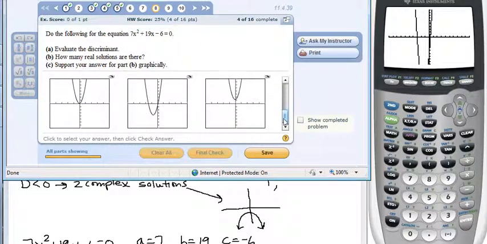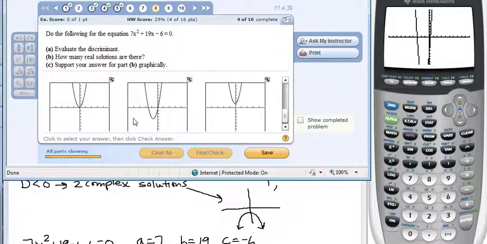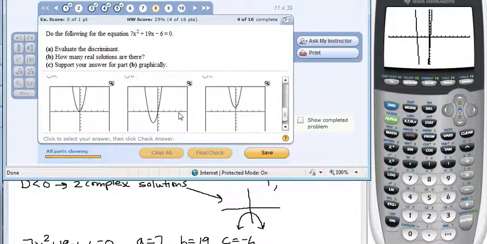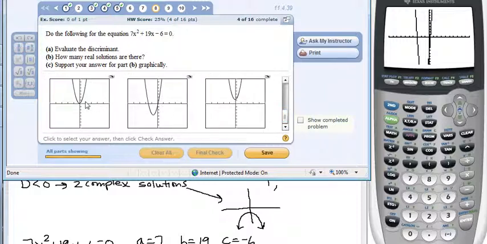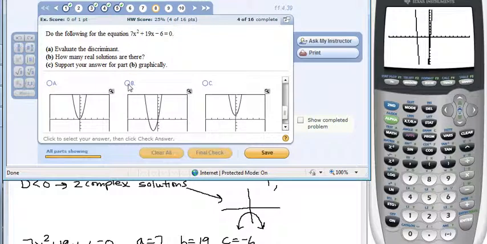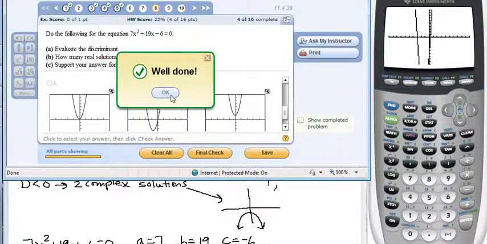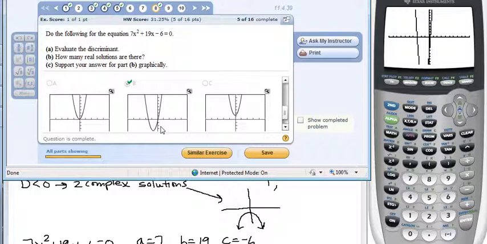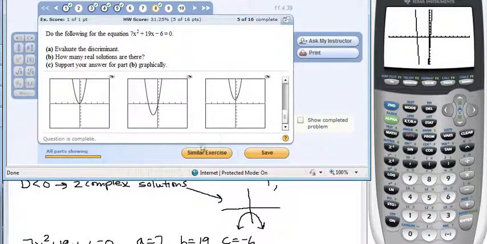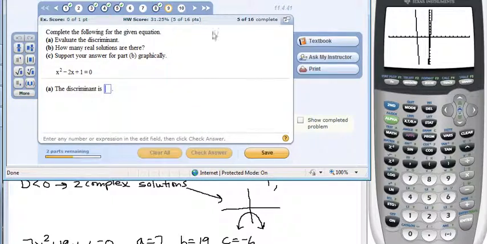Now what we want to do is look at the graph. This one is touching once. This one is not touching, and this one's touching twice. So it's got to be this one, correct? Kind of looks like what we have. Is that it? That's it? Okay, let's try another one.